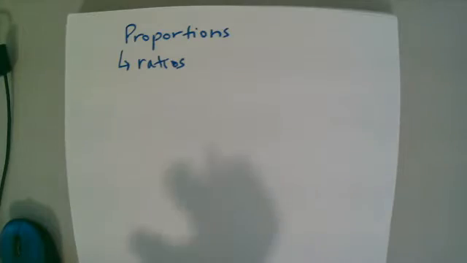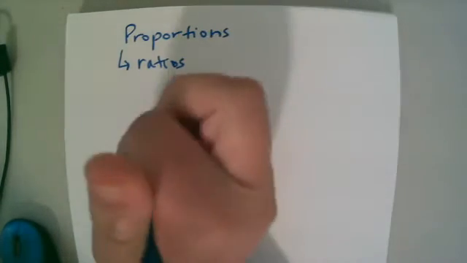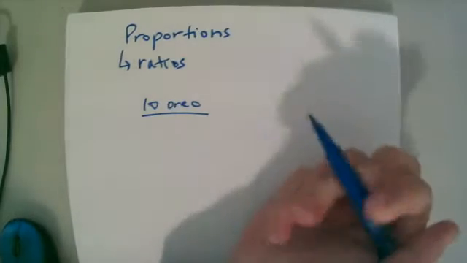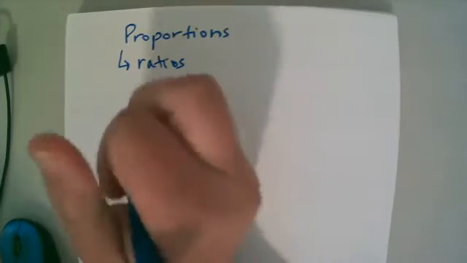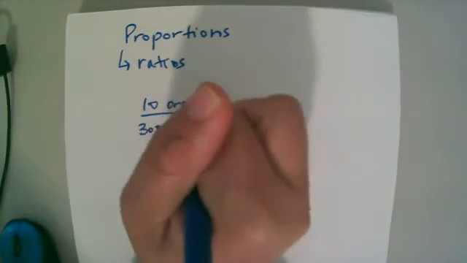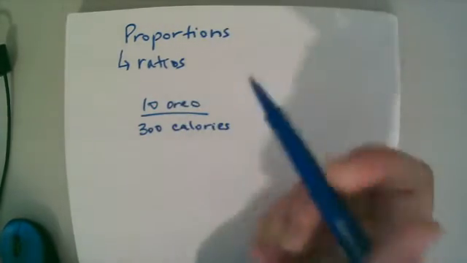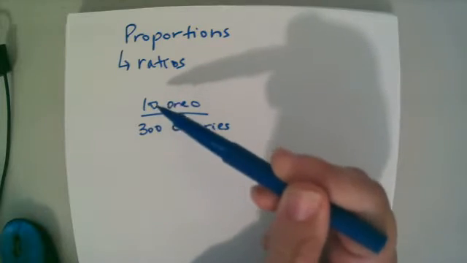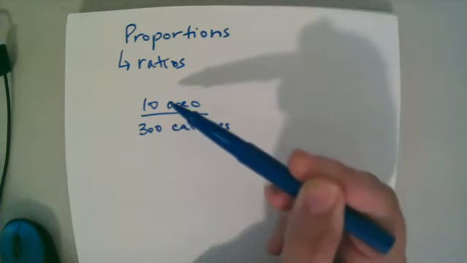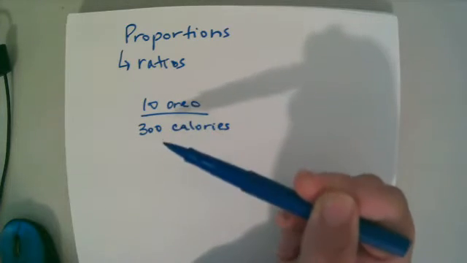So if I was going to say for every 10 Oreos I eat, I consume 300 calories. That is a ratio, 10 Oreos to 300 calories. So I'm comparing Oreos and calories. For every 10 Oreos I eat, I'm going to consume 300 calories.